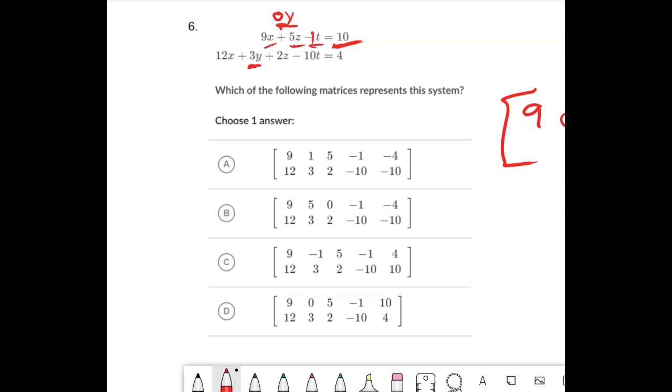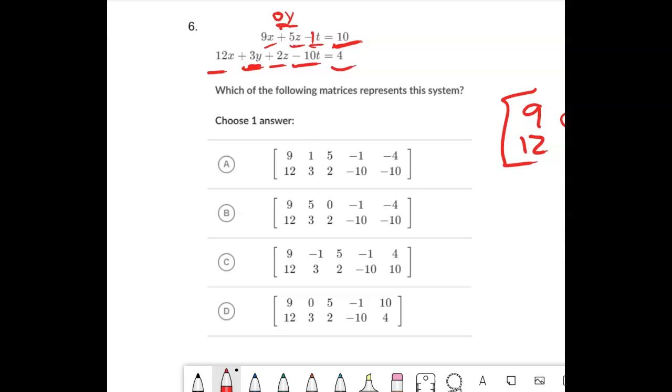That equals constant. In our second row, we got 12, 3, 2, negative 10, and 4. Now, which one of these answer choices best matches?